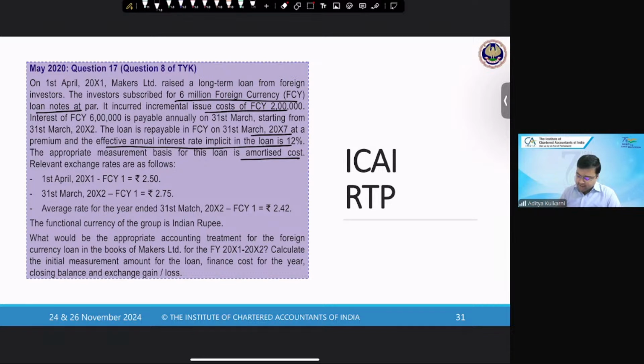Relevant exchange rates are as follows. On 1st April, one foreign currency equals 2.50; on 31st March X2, 2.75. The average rate for the year ended 31st March 20X2 is 2.42. The functional currency of the group is INR. What would be the appropriate accounting treatment for the foreign currency loan in the books of Makers Limited for the year X1-X2? Calculate the initial measurement amount for the loan, finance cost for the year, closing balance, and exchange gain or loss.